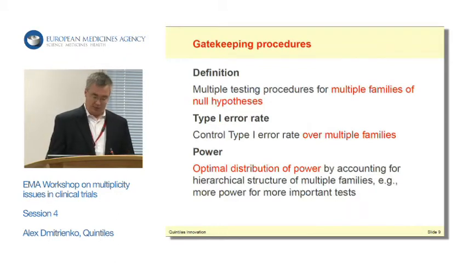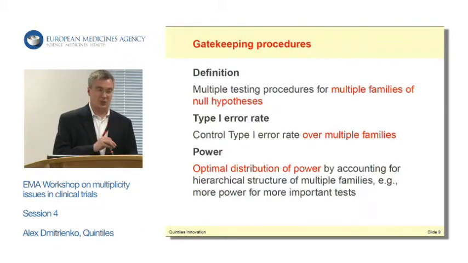What I've done so far is I've defined the multiplicity problem, and let's now begin discussing solutions. Solutions may come in the form of gatekeeping procedures, and I get this question a lot: what exactly is a gatekeeping procedure? It's simply an example of a multiple testing procedure which is built for a specific purpose.